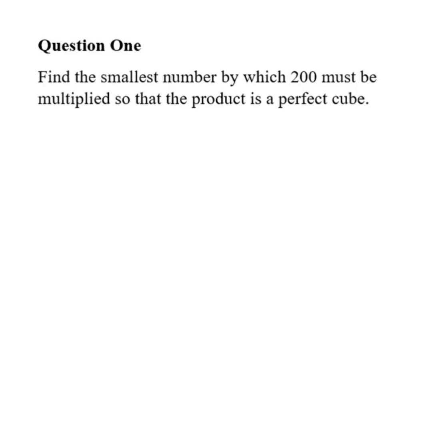We are supposed to find the smallest number by which 200 must be multiplied so that the product is a perfect cube. So what we do, we first of all write this 200 as a multiple of its prime factors.